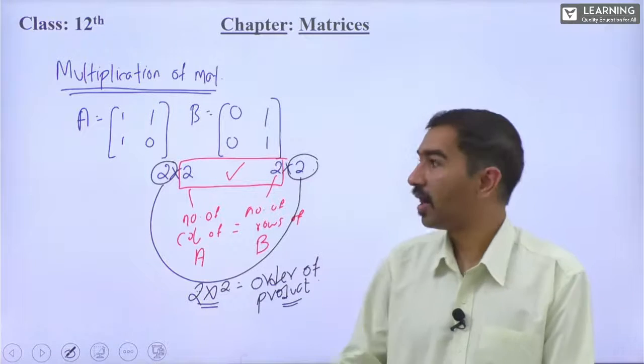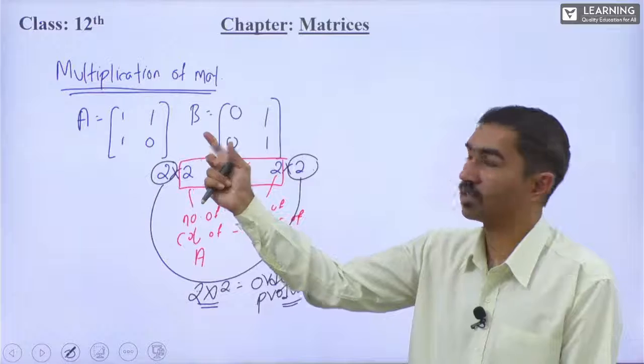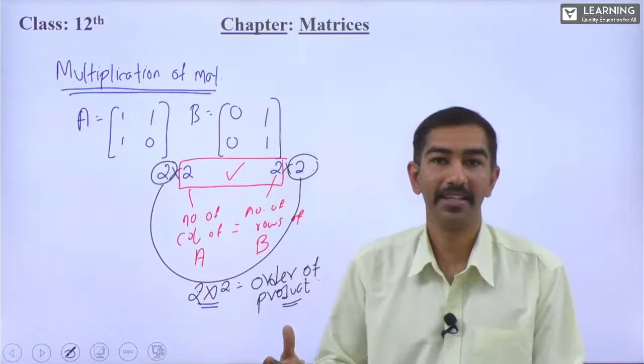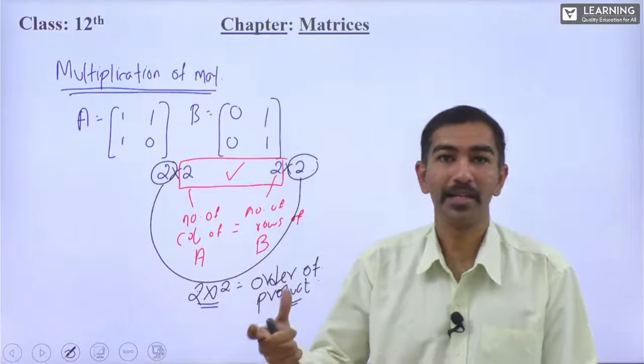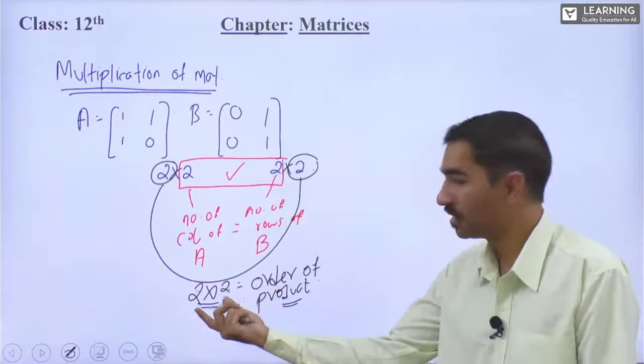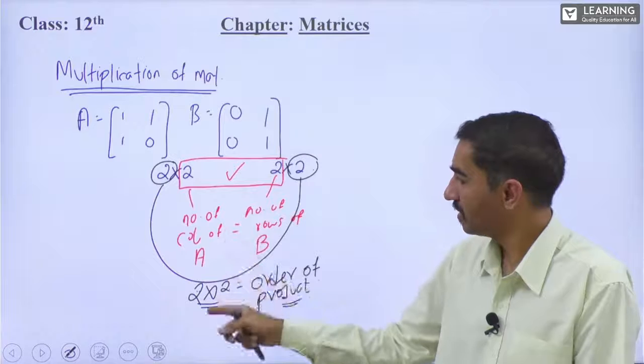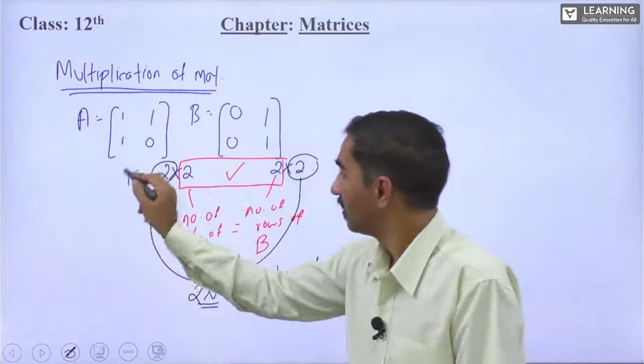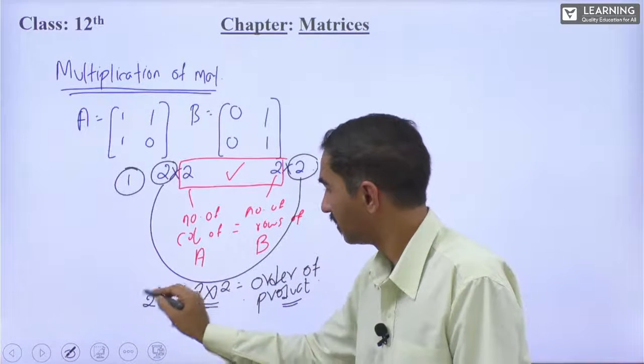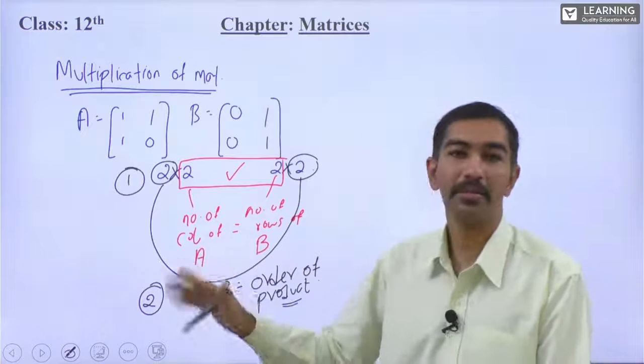Order of product. So after multiplying A and B both, we'll be getting a product, right? So the order of that product is equal to how much? The order of that product is equal to 2 cross 2. Understand? So these are the rules or the criteria to be satisfied, or the points to be remembered in matrix multiplication.